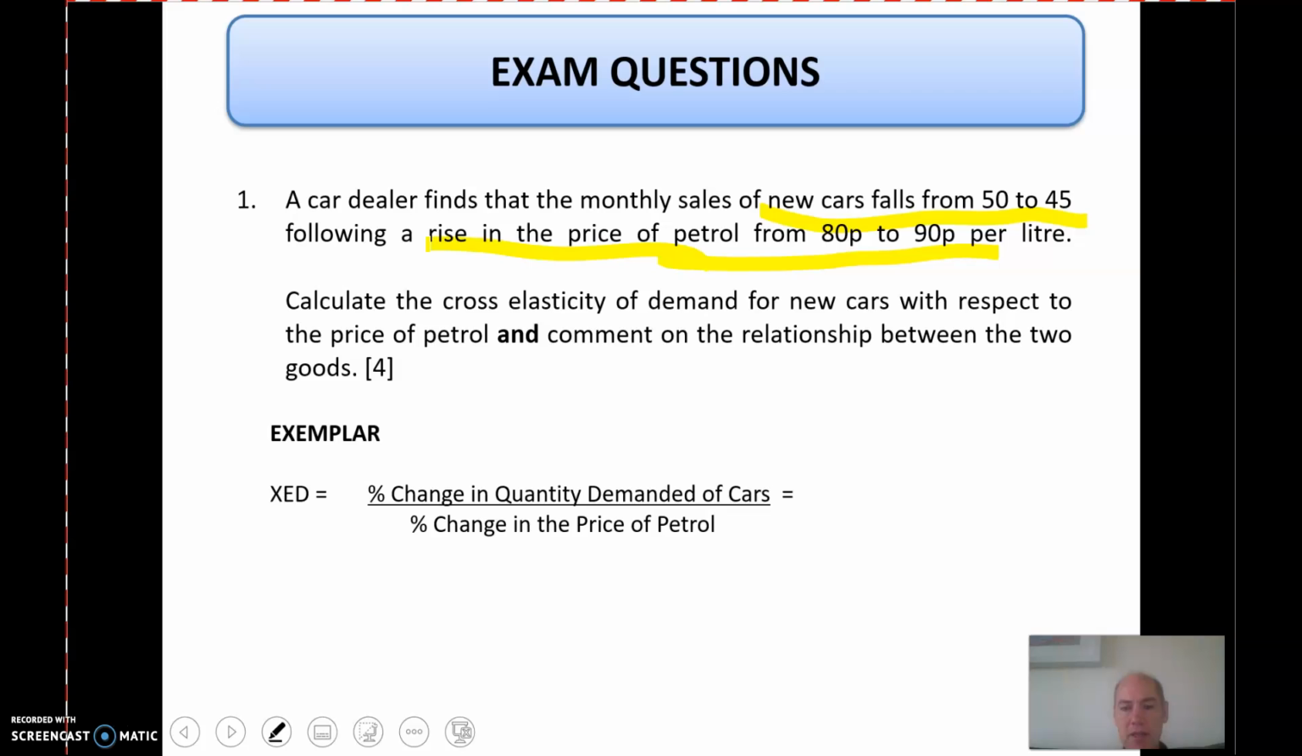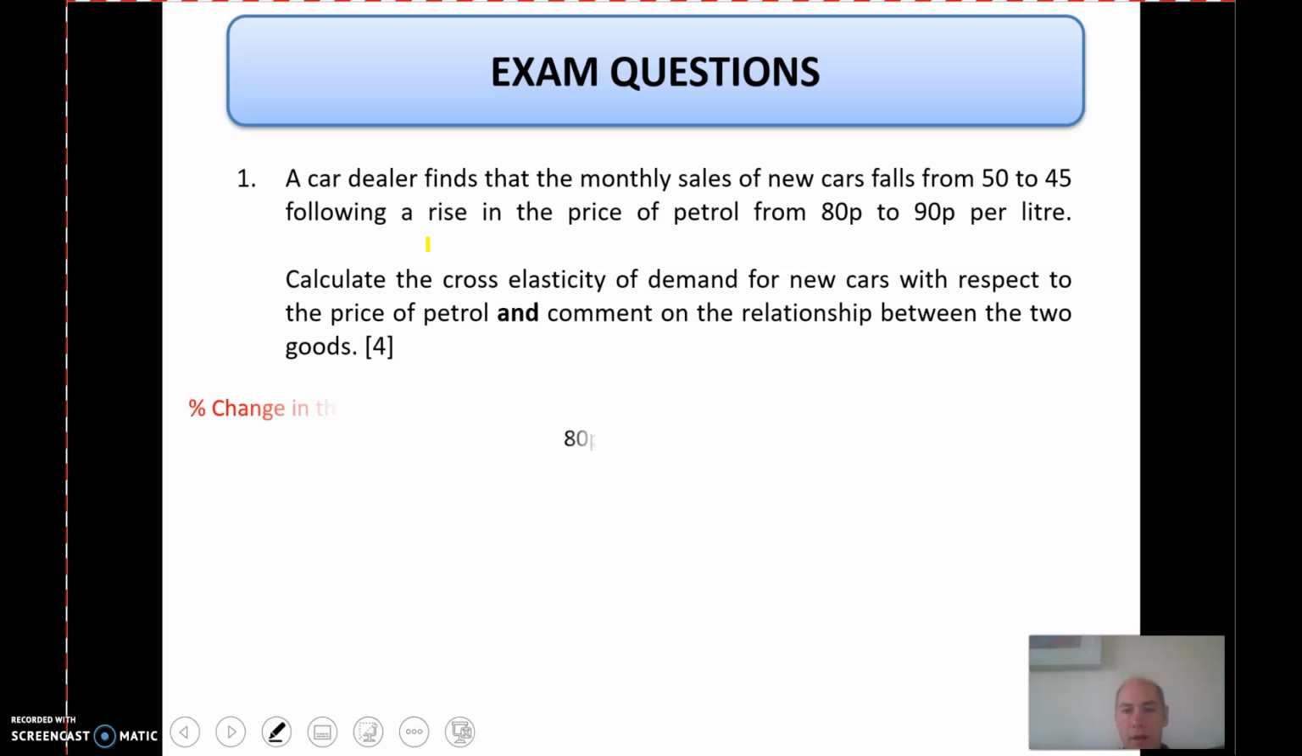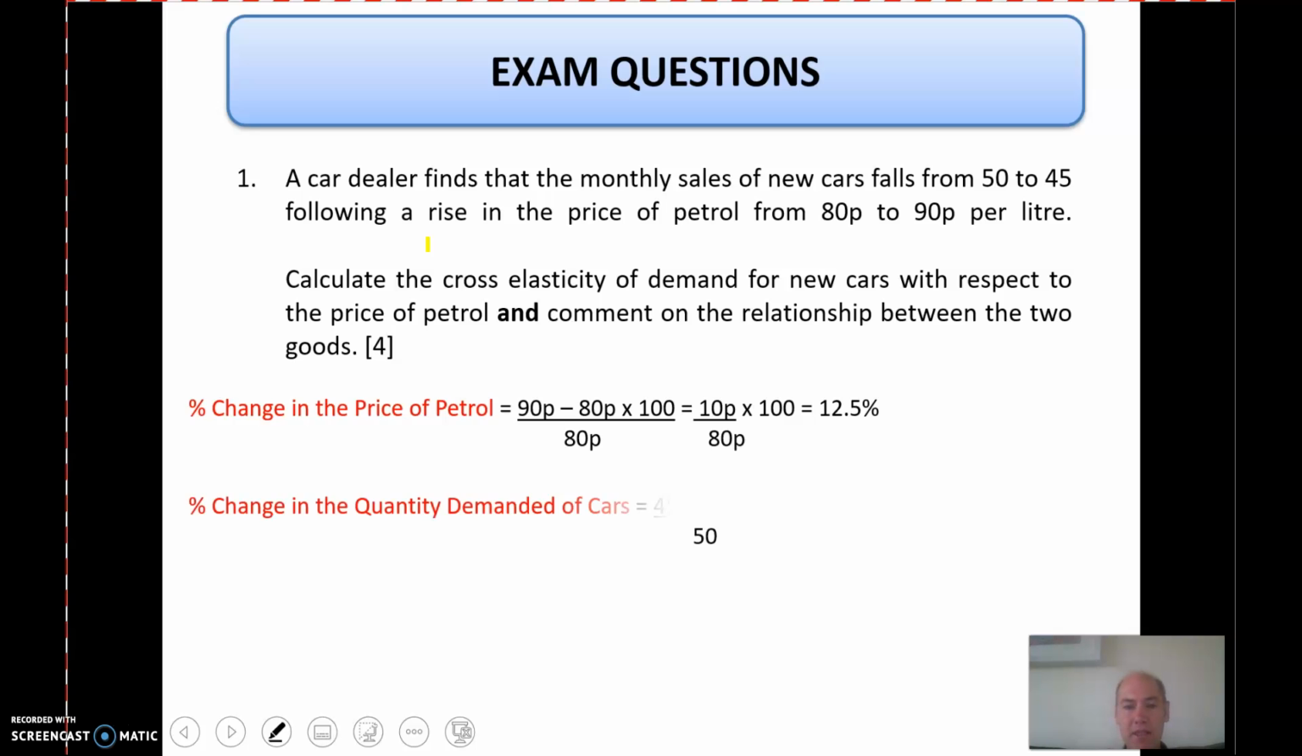In terms of the exemplar, obviously what you need to do is put in your equation. You must show your workings out. A little reminder to work out a percentage change: it's new figure minus old figure, divided by the old figure, multiplied by 100. The percentage change in the price of petrol: the price has risen to 90p, so it's 90 minus 80 divided by 80 times 100. Work that out, it gives you 12.5%.